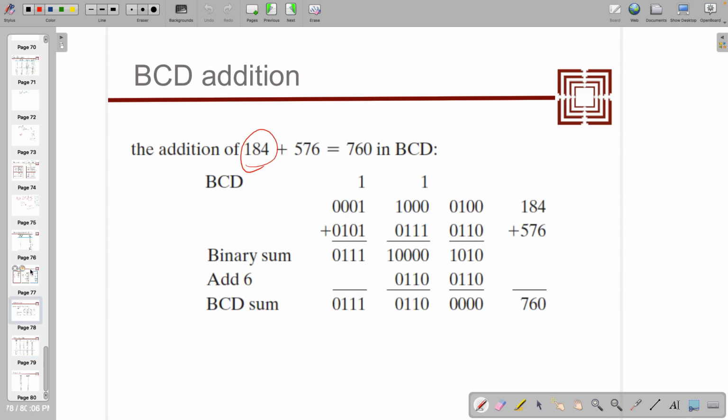As I already explained, if you want to add two numbers in BCD, like 184 plus 576, 1 is here, 8 is here, 4 is here, and add 5, 7 and 6, add all of them.